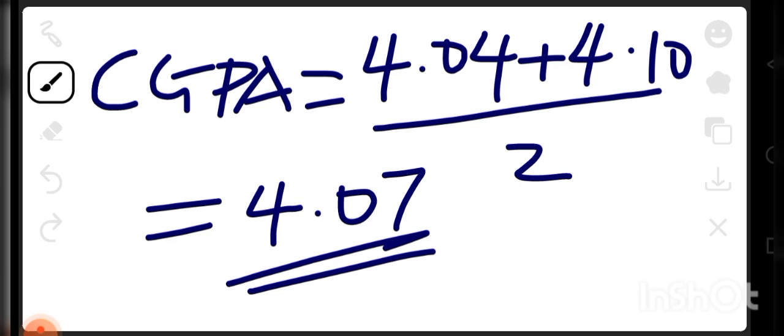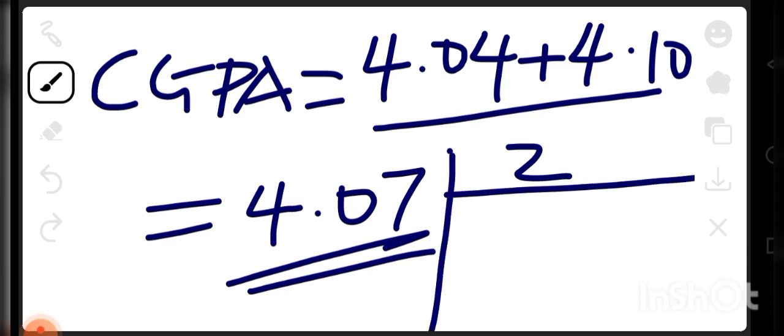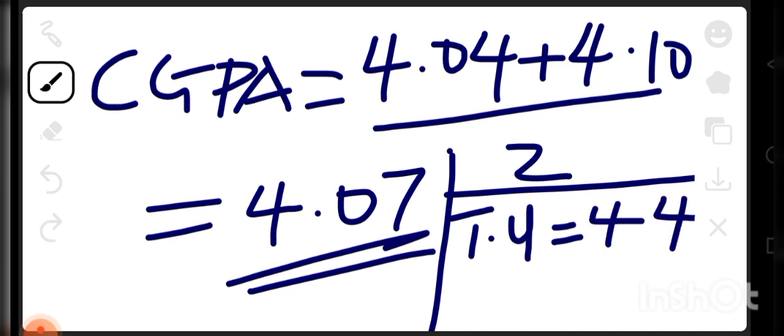Now this is one way of calculating CGPA. Then another way to do it, look how to do it in the other way. We will add the total unit for first and second semester together. All the courses you are doing in first semester and second semester, you will add their units together. Let's say first semester was 23, second semester was 21, that is 44. You add everything together.